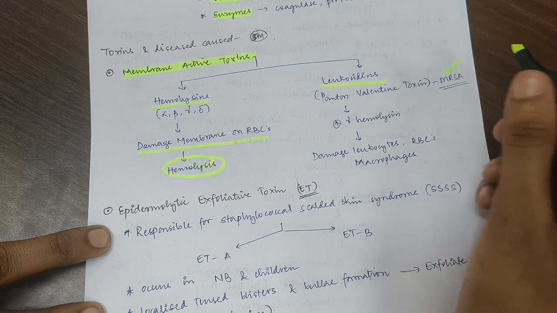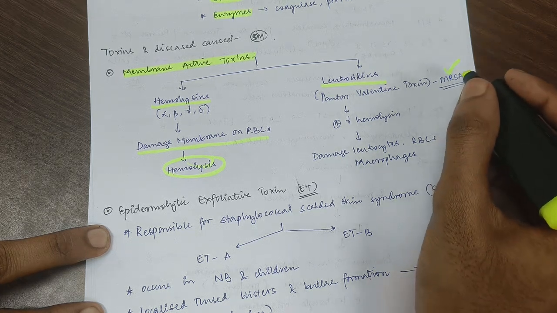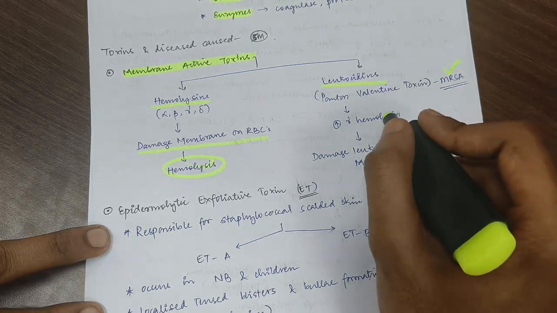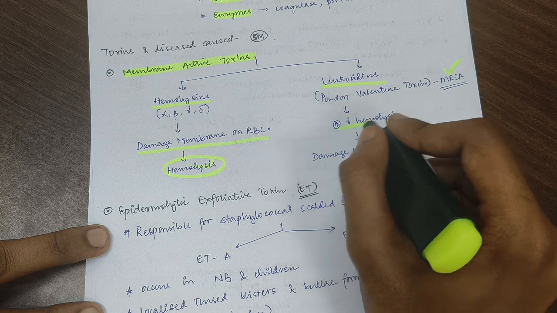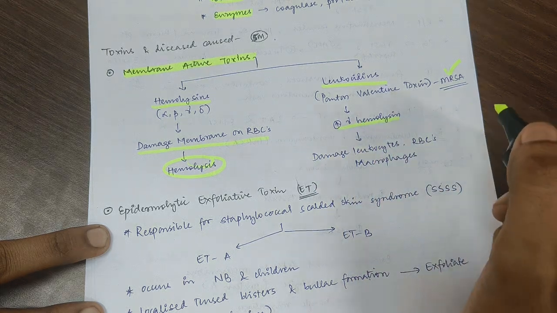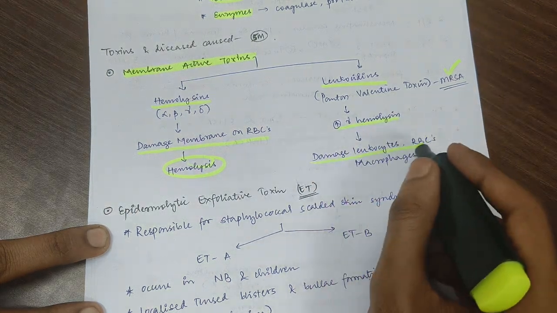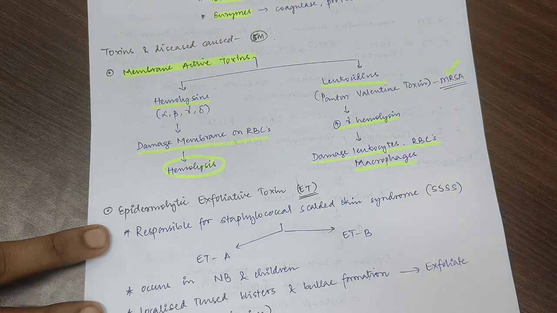It is most commonly expressed in MRSA, that is methicillin resistant Staph aureus. It is going to increase the gamma hemolysis. Once there is this gamma hemolysis, it will lead to damaging of the leukocytes, RBCs and the macrophages. Okay.